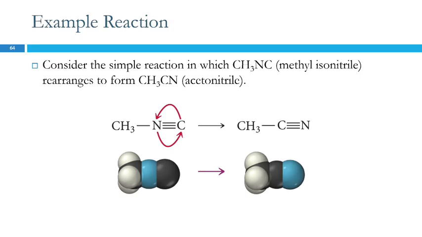So we're going to look at a simple reaction in which methyl isonitrile rearranges to form acetonitrile. So these chemical formulas are very similar. The difference is that here this nitrogen is attached to the CH3 group, and here the carbon's attached to the CH3 group. How does it go from this one to that one? Well, something has to happen here. This has to flip around.